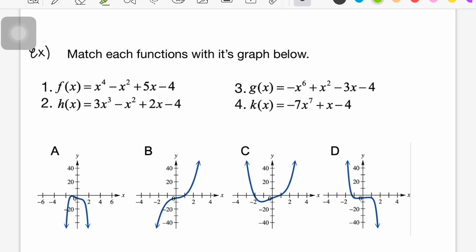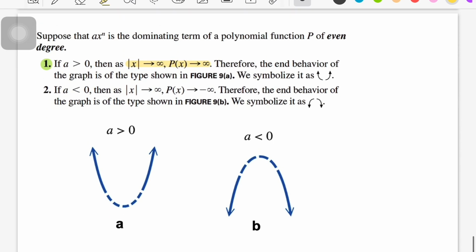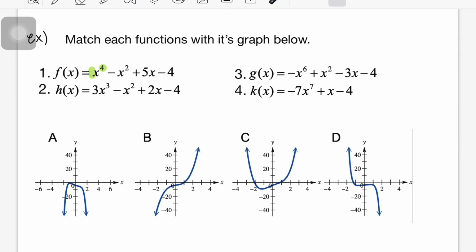So for this first function here, we have degree 4, so a polynomial of even degree, and the coefficient of our leading term is just positive 1. So we're dealing with even degree, and when the coefficient of our leading term is greater than 0. So we're looking at this case here. And in this case, as the absolute value of x goes to infinity, so do our output values. So we want to find a graph that resembles that behavior, and so it'll look somewhat like this. And so looking at the graphs here, we see that the only graph that resembles that case will be C here.